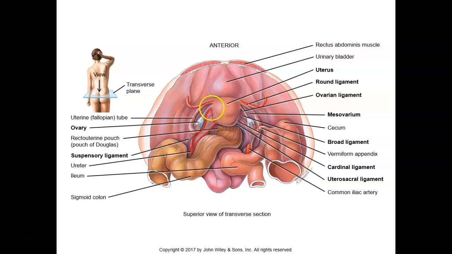Next is something which is going to anchor the ovary to the uterus. That's right here. That's something called the ovarian ligament. Again, that anchors the ovary to the uterine wall. Don't confuse the ovarian ligament with the uterine tube. They're very different structures, but they are close in proximity.